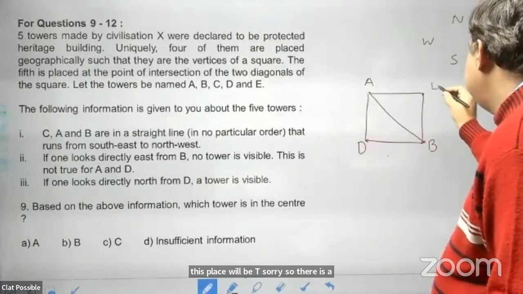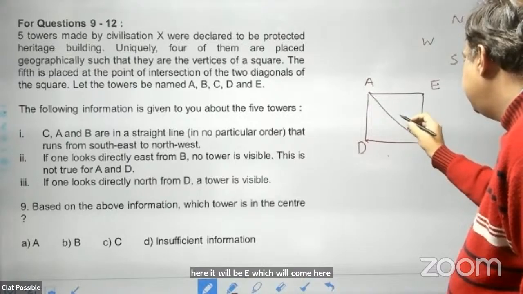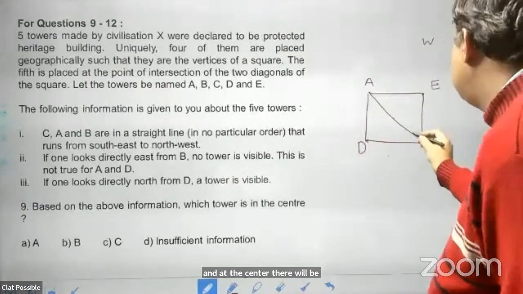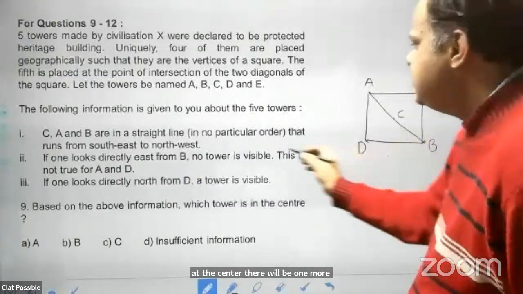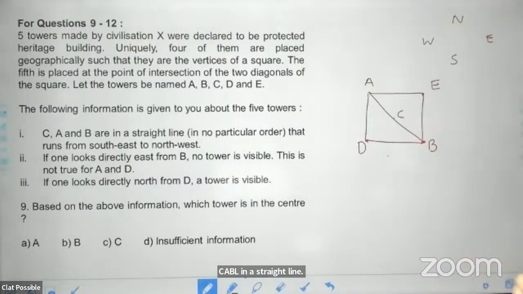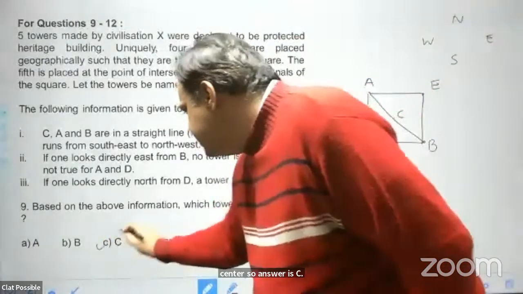Here it will be E, which will come here, and at the center there will be one more tower, which is C, because the first line says C, A, B are in a straight line. Now we can answer the questions based on the above information. Which tower is in the center? The answer is C. So therefore 9 is C.